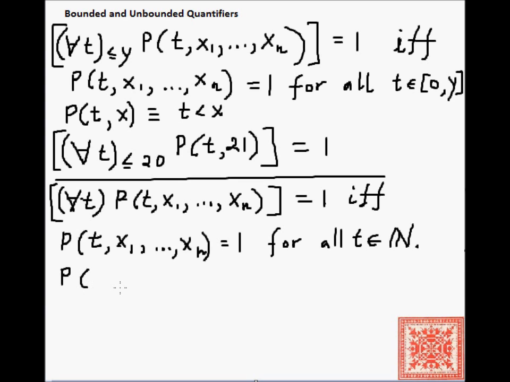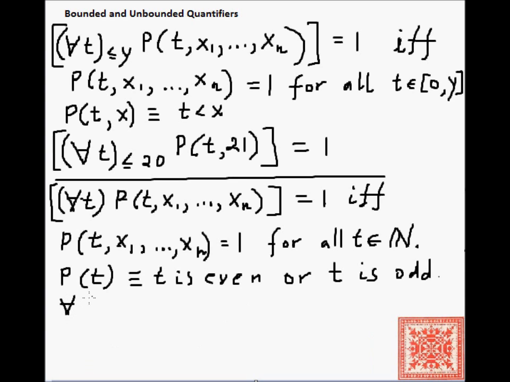So let's construct a simple predicate just to illustrate the unbounded universal quantifier. Let's say p(t) is: t is even or t is odd. Then for all t, p(t) is going to be true because every number is either odd or even. A natural number is either odd or even.